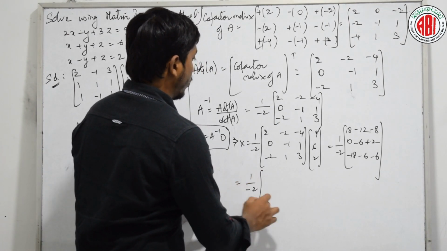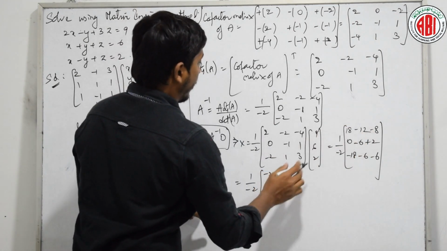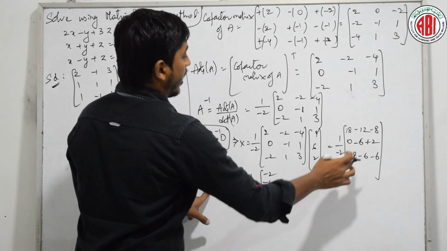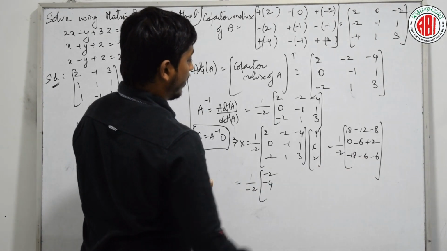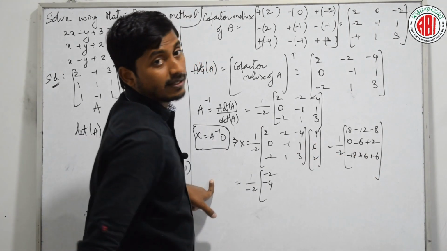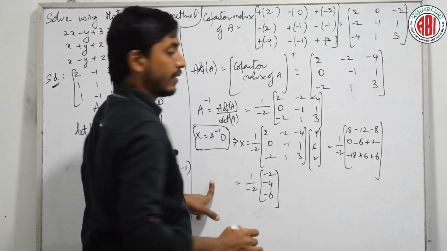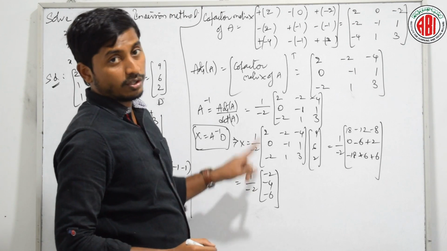1 by minus 2 into 18 minus 12 is 6, 6 minus 8 is minus 2. Here 2 minus 6 is minus 4, and last here what do we get? Minus 18, minus 6, minus 6. Is it clear? Sorry, here it is plus 6 and plus 6. 6 plus 6 is 12. 12 minus 18 is minus 6. Okay. Now let us multiply this by minus 2 inside.